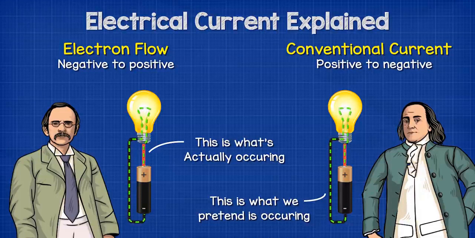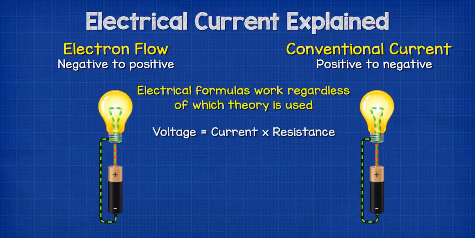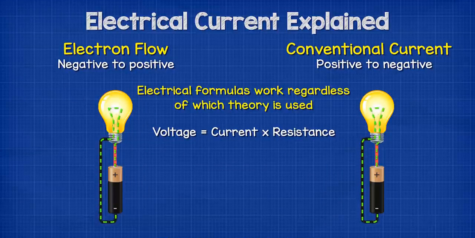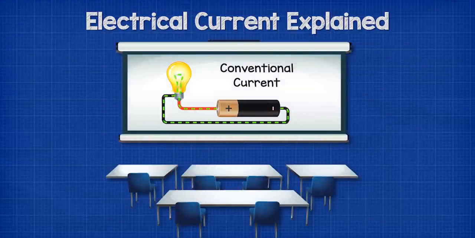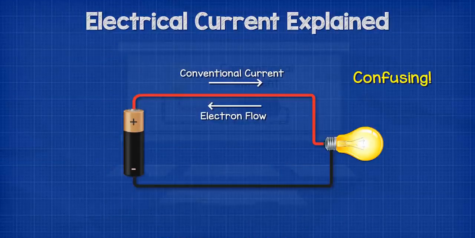However, it doesn't really matter what's moving inside the wire or in which direction, because the electrical engineering formulas we use do not take this into account, so they will still come out with the same answers. It's also a little bit too late now to change the names of the terminals of all the batteries in the world. So everyone just kind of ignored this and we continue to teach and use conventional current. Some books might show you both.